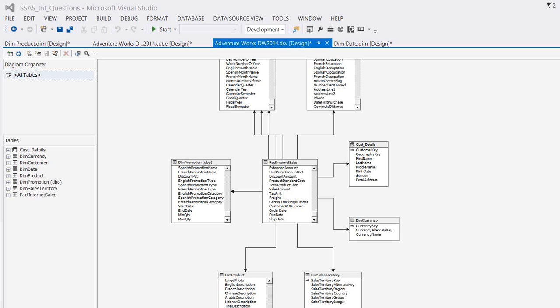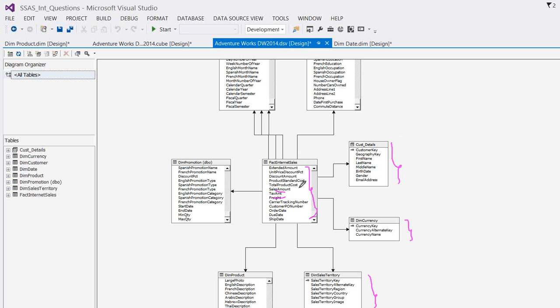Fact table is the one which holds the fact or the numeric data of the business process, whereas dimension table is the one which holds the descriptive information about the fact data that is present in the fact table. If you see here, these guys have descriptive information. These guys will act as the dimension tables, whereas the one which has the fact data like sales amount, tax amount, freight amount, total production cost and so on, this acts as the fact table. Now let's jump back into the schemas.